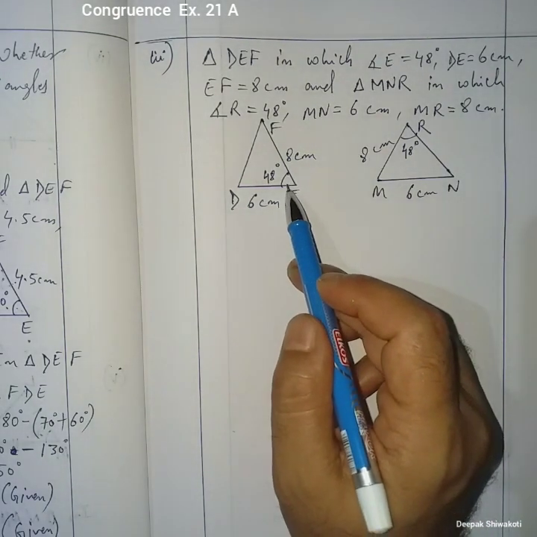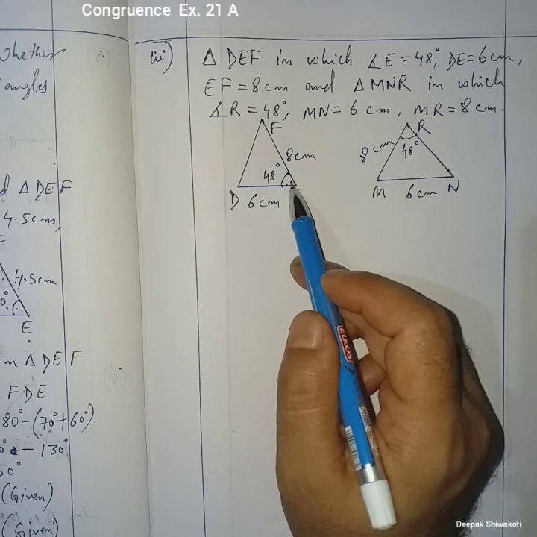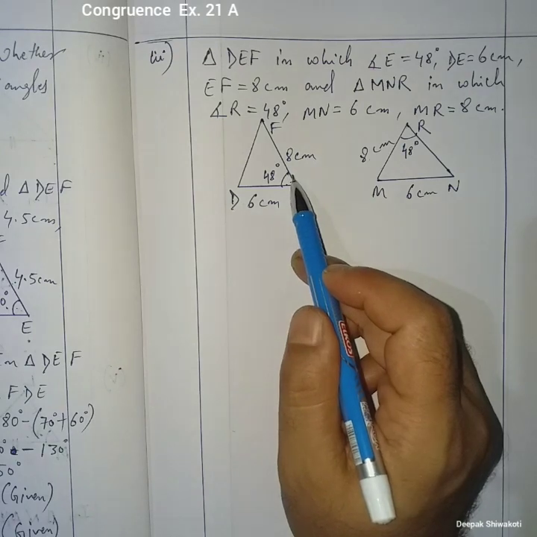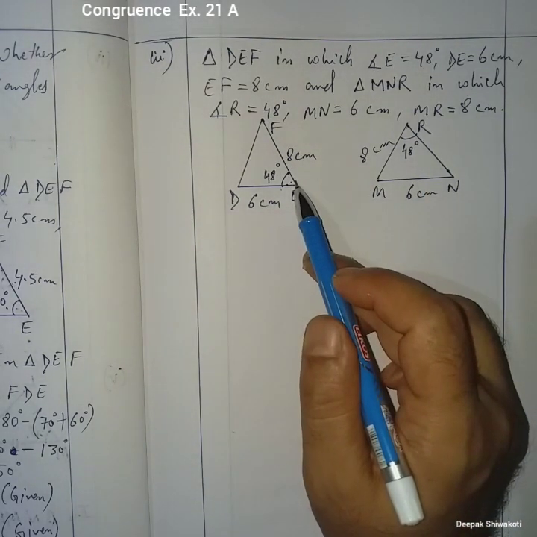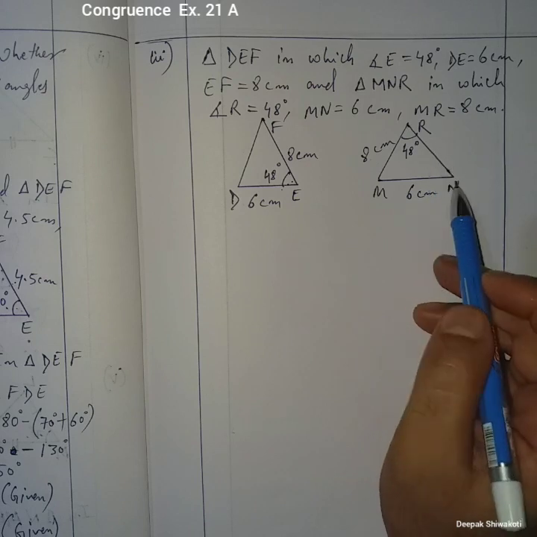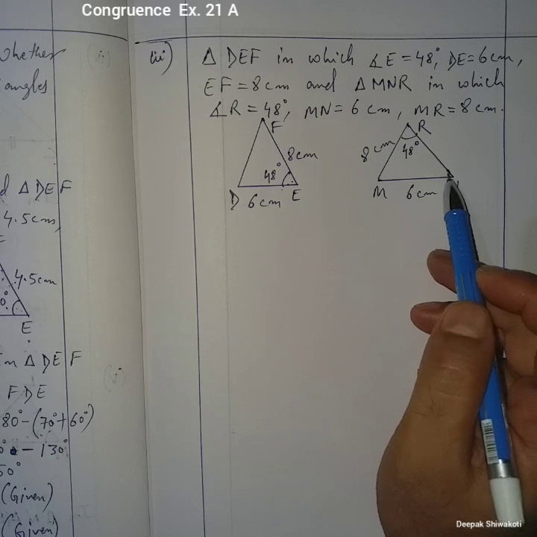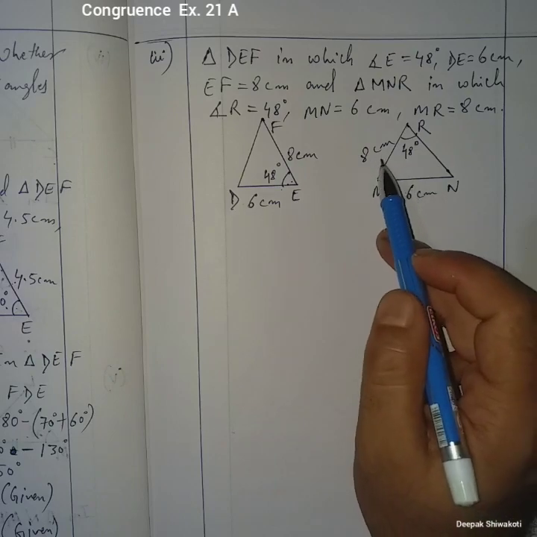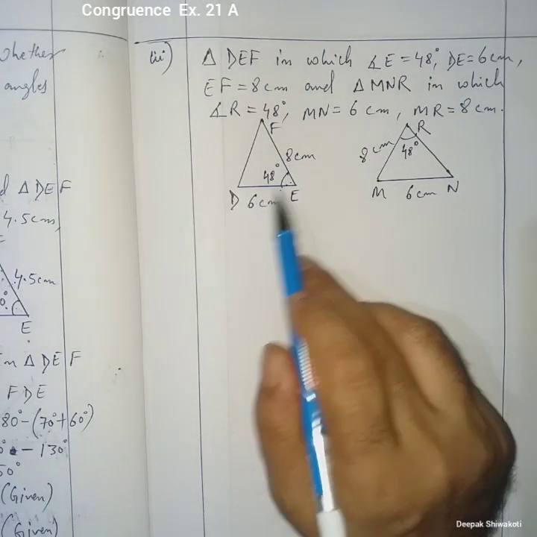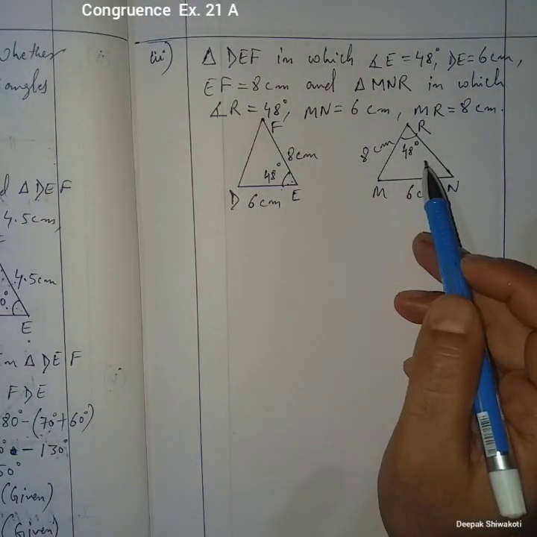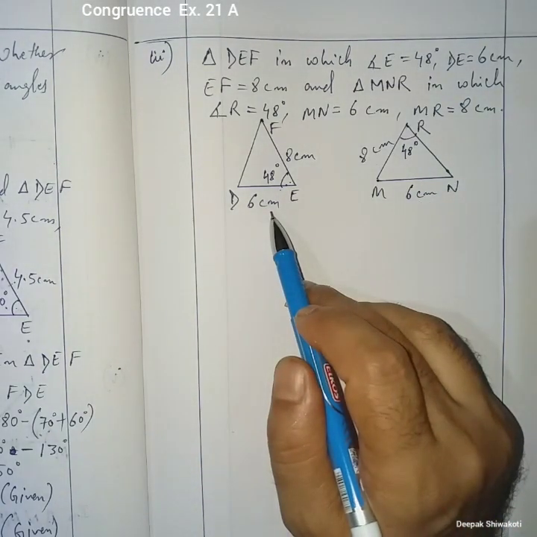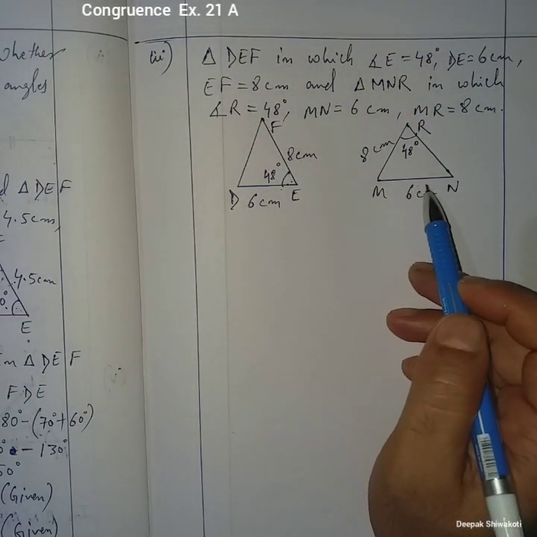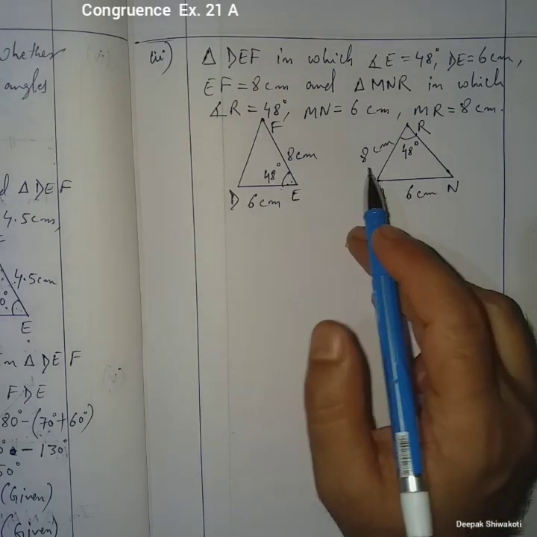Look at here, this angle, if we take it as the reference, then the sides, this side FE, the corresponding side in this triangle is RN. RN is not equal to 8 centimeter. If you take this one as the corresponding side, then it is 8 centimeter, but another side DE is 6 centimeter, and here RN is not given. This 6 centimeter and this 6 centimeter are not corresponding. So they are not corresponding sides, therefore these two triangles are not congruent.